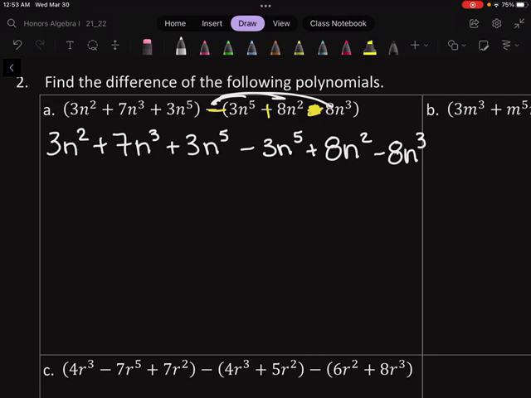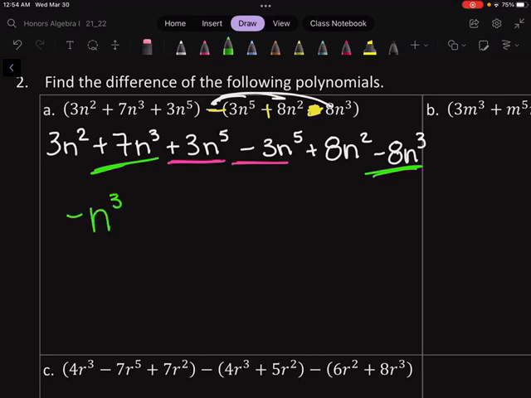All right, so we scan it, and looks like we have n to the fifth. So that would be my first one, my highest degree. Oh, well, that cancels out. It does not become 0 n to the fifth. It just becomes 0. All right, so then I would do to the third power next, because there's no fourth power. So 7n to the third minus 8n to the third is negative n to the third.